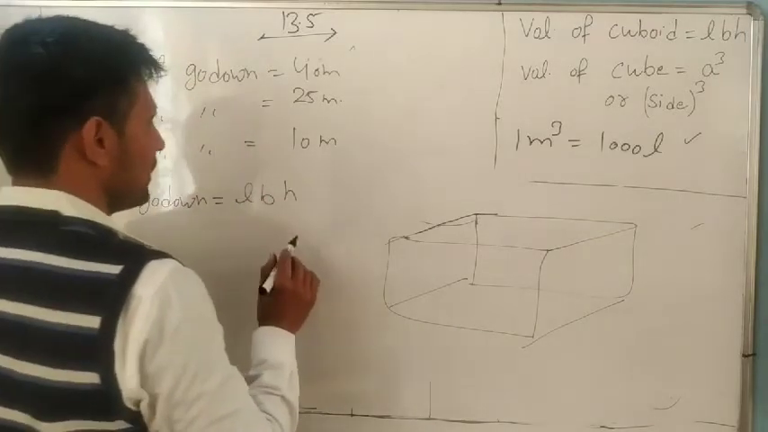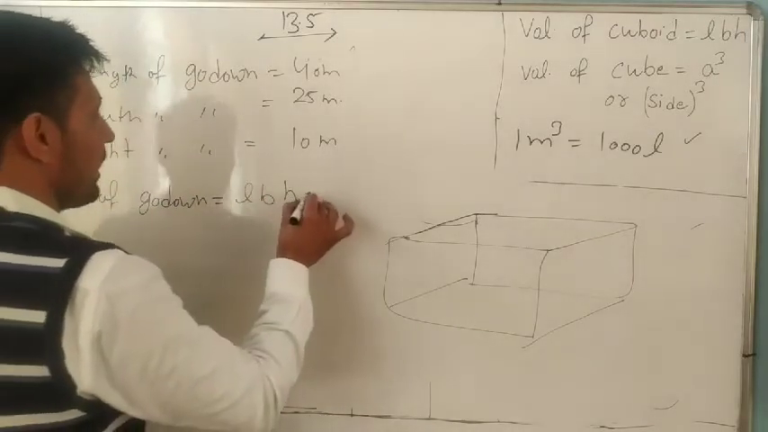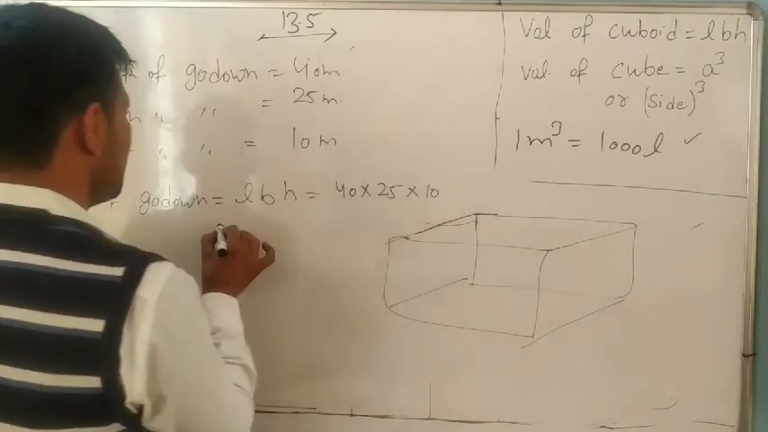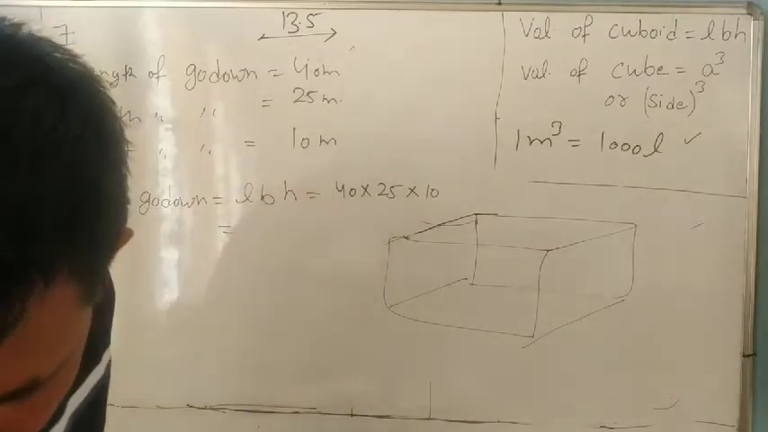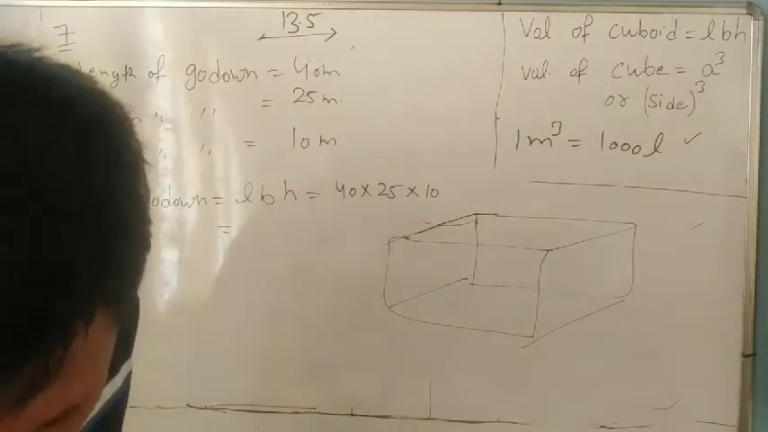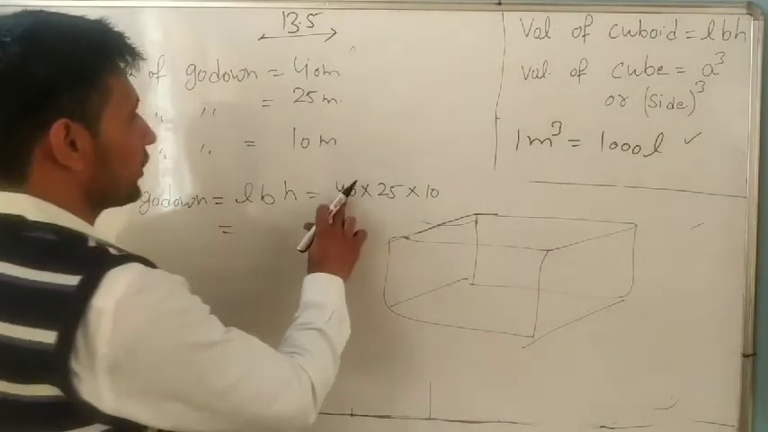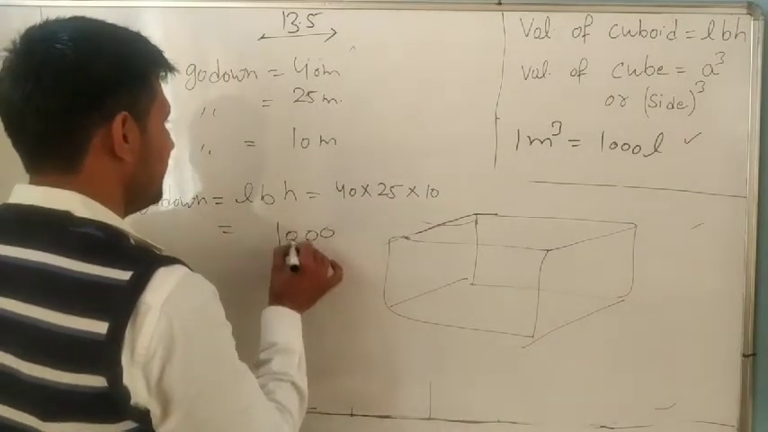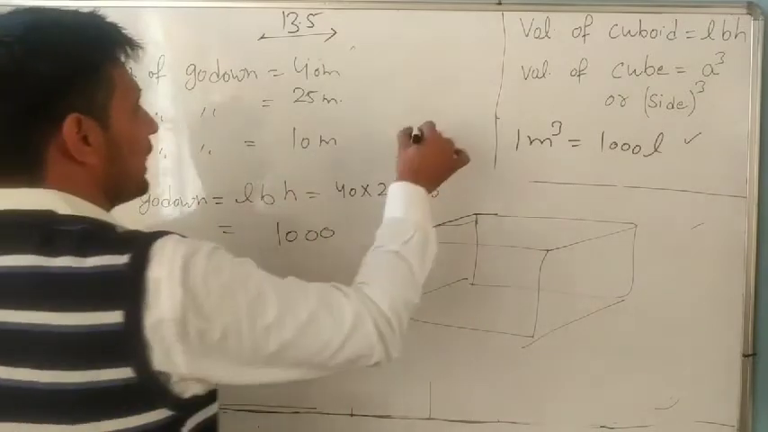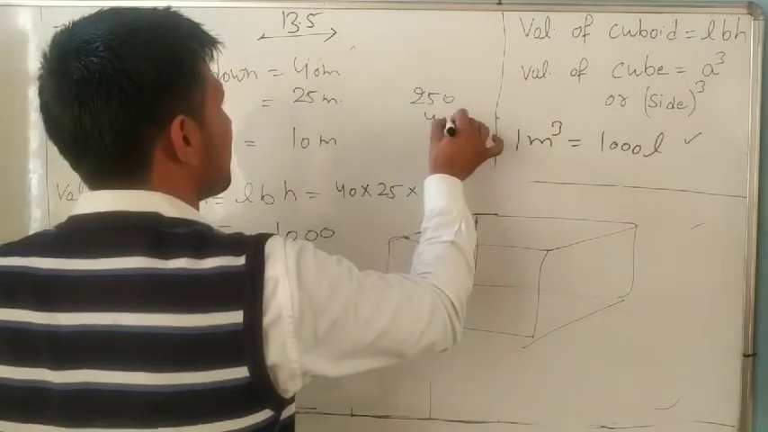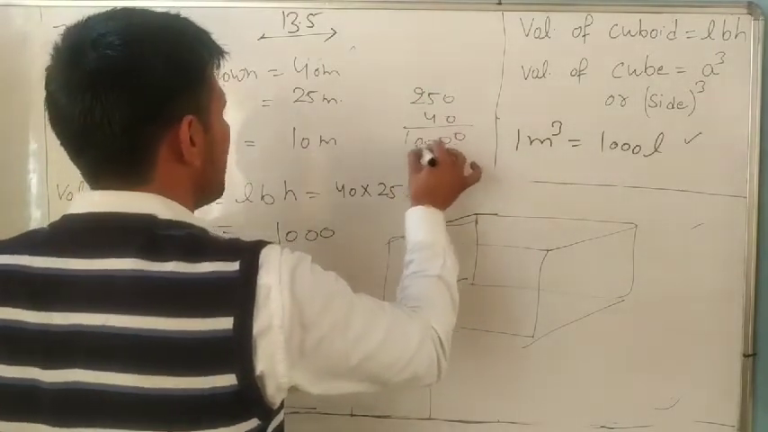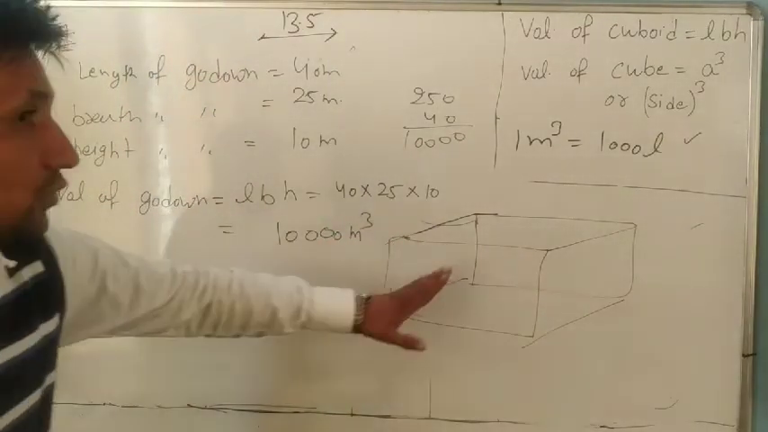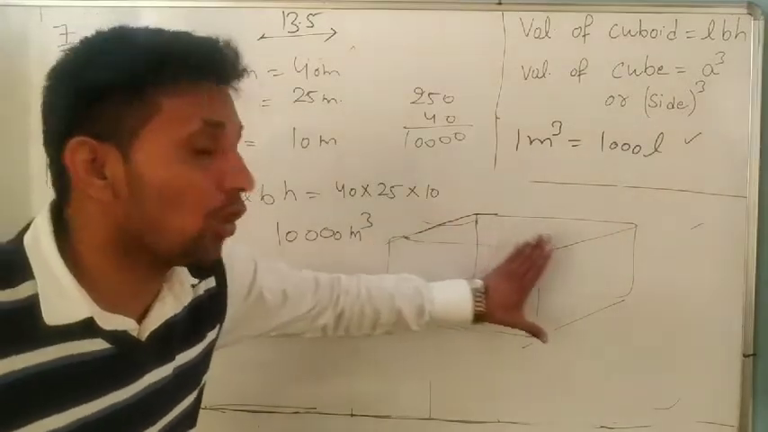How much is it? It is 40 into 25 into 10. 40 into 10 is 400, and 400 into 25 gives 10,000 meter cube. This is the volume of the godown.